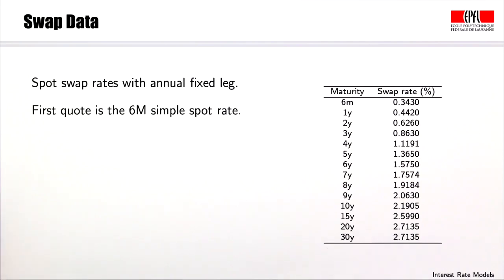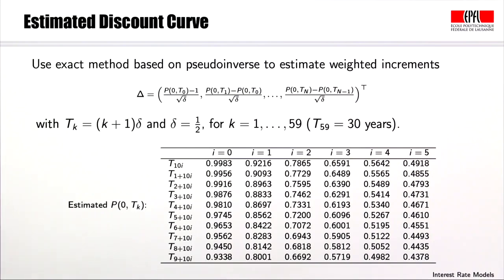For the valuation of the caps in the model, we need the discount curve at the semi-annual frequency. We use the exact method based on the pseudo-inverse to estimate the weighted increments of the discount curve, delta, as shown here. The estimated discount rates are given in this table.